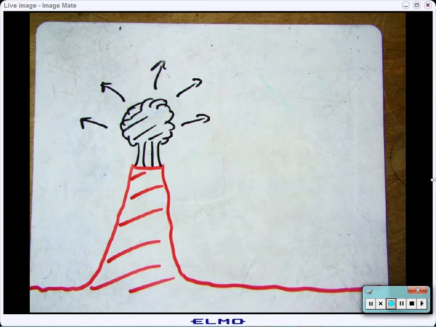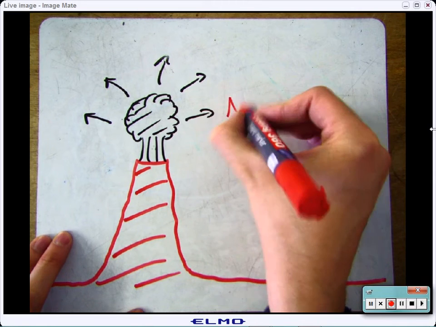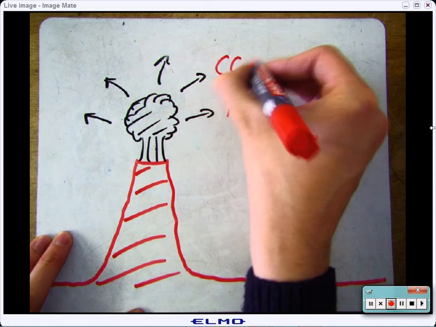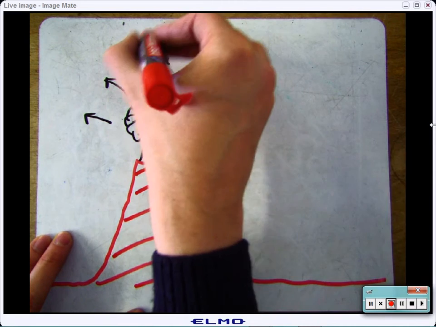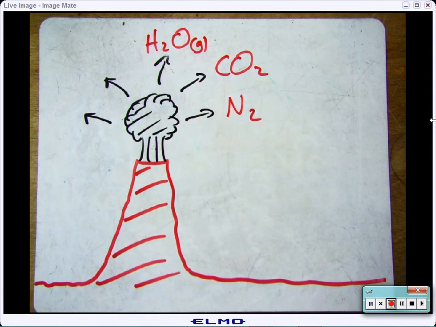So, when the Earth was first formed, it was molten. Volcanoes started to form, and those volcanoes gave out all the gases from the core of the Earth. The main ones that were given out were nitrogen, carbon dioxide, and water vapour. I'm putting the G there to show that it was a gas at the time.